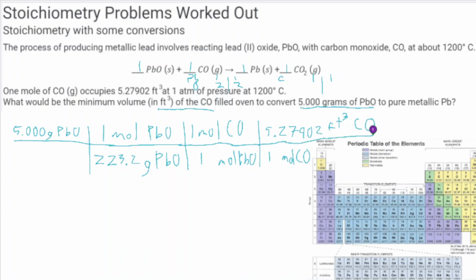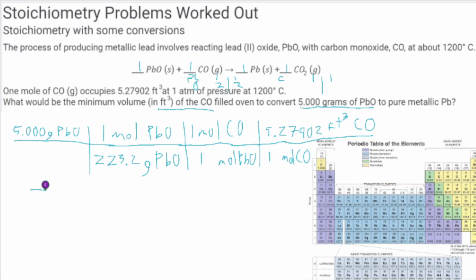All right. So now we got to our desired unit. We want to double check, make sure all the other units have canceled out. So we'll see grams of lead oxide on top cancel out the grams of lead oxide on bottom, moles of lead oxide on top, moles of lead oxide on bottom, moles of CO on top, moles of CO on bottom, and that leaves us with cubic feet of CO not canceling out with anything. So that's our desired units, and we still have them. So that's where we're going to stop.